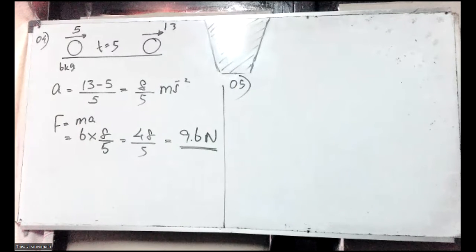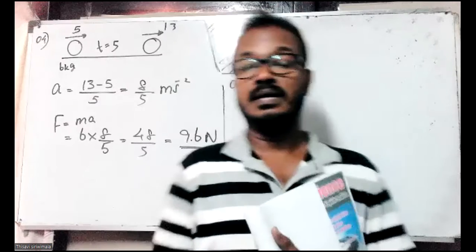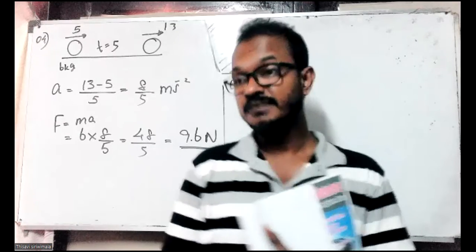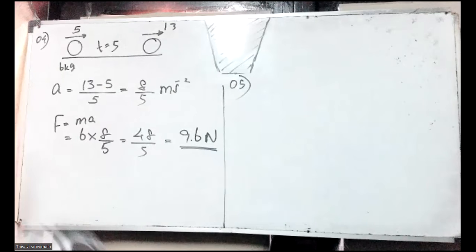Question number 5, state Newton's third law. Every action has an equal and opposite reaction. Roman letters 2, give 3 instances where Newton's third law is applied: when walking, swimming, rowing a boat, firecrackers, sending rockets. Those are the examples.